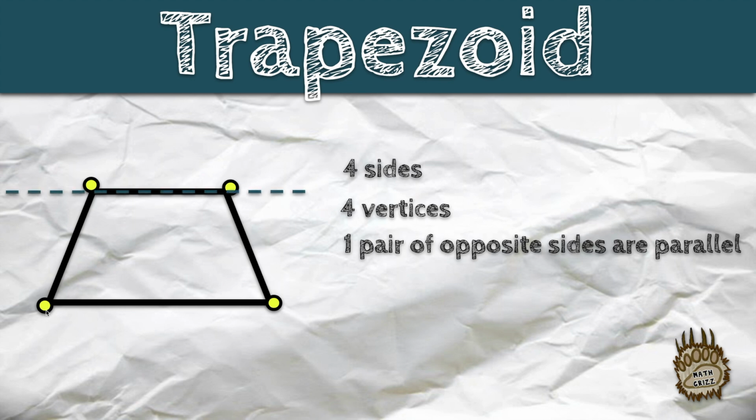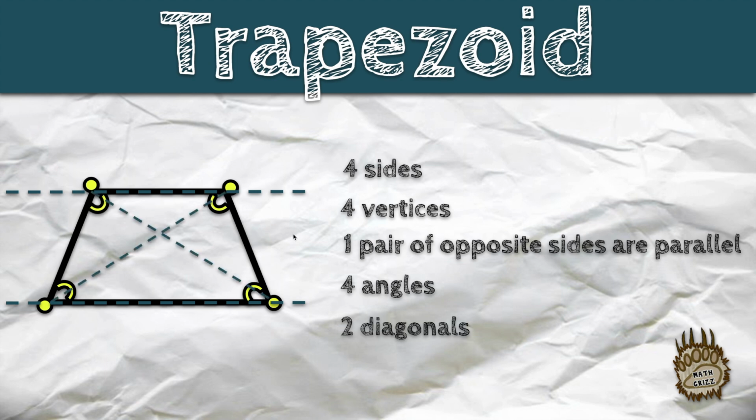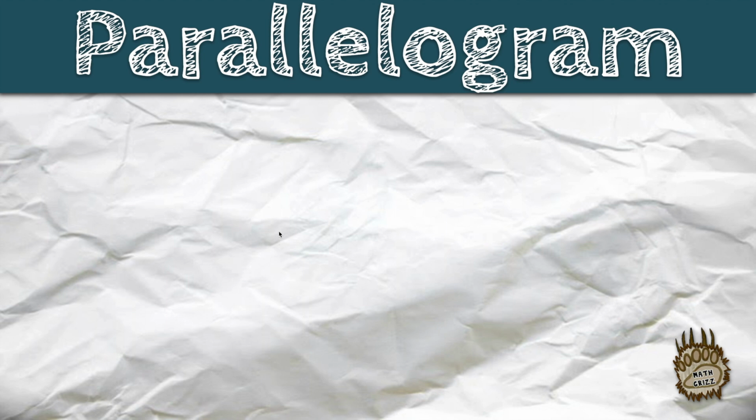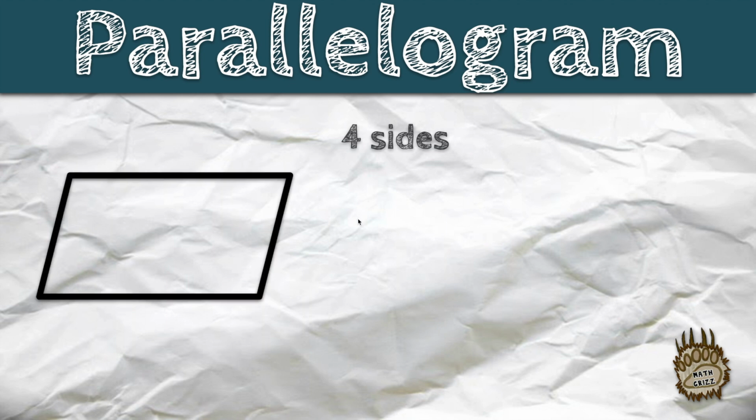But this side is opposite to this side, and these are parallel. That means these sides would never intersect. Four angles, 1, 2, 3, 4, and two diagonals. Next, we have the parallelogram. A parallelogram has four sides. Four vertices, 1, 2, 3, 4.